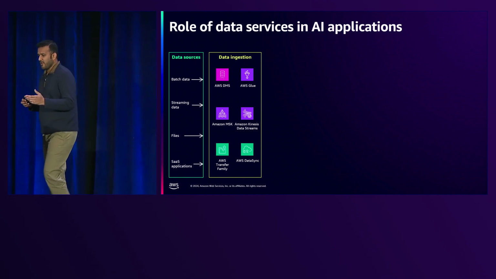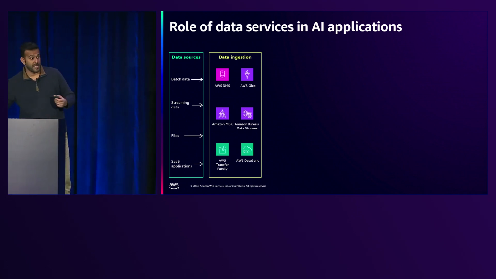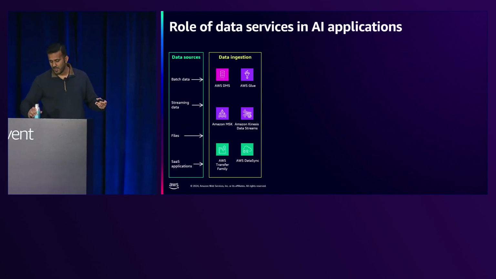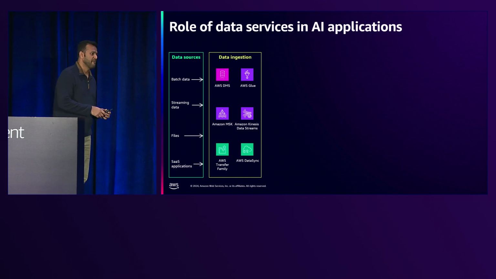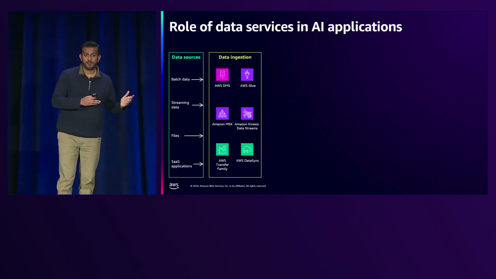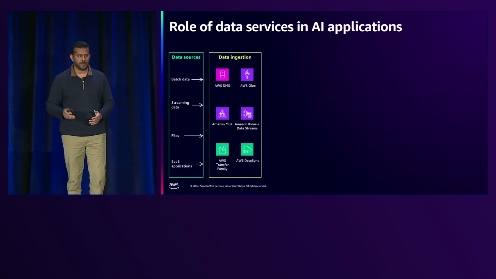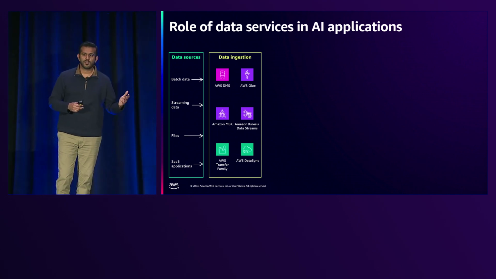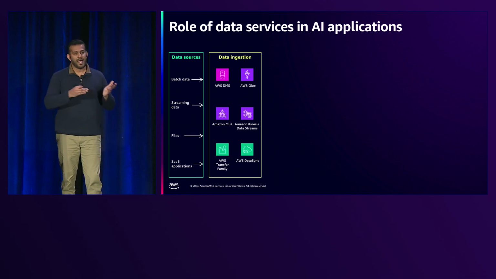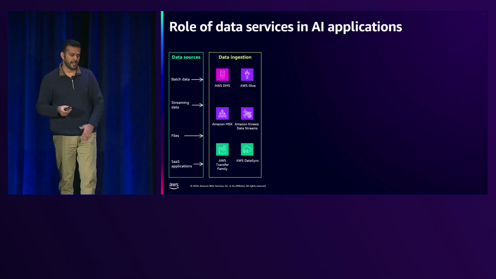Now, what if you have a scenario where your data is sitting in an on-prem environment? Like we talked about earlier, we want to make sure all of your data, or as much of your data, is made available to your machine learning models to be trained on. So for on-prem scenarios, you can use AWS DataSync to connect to your on-prem data stores and bring that data into your data lake.